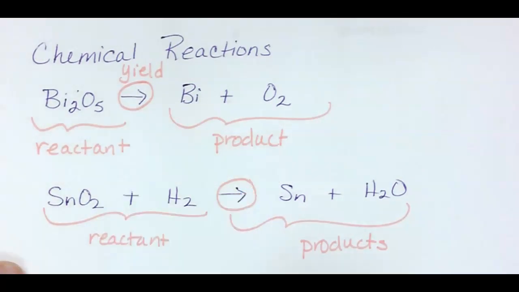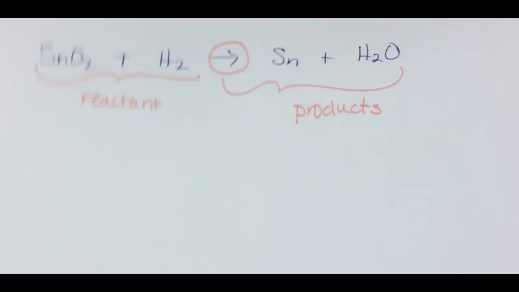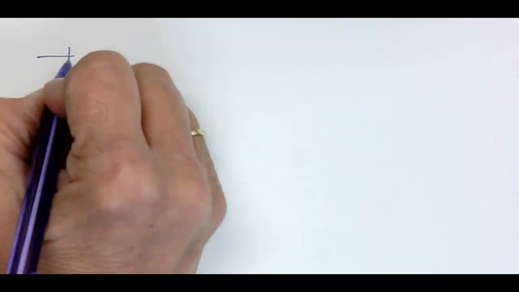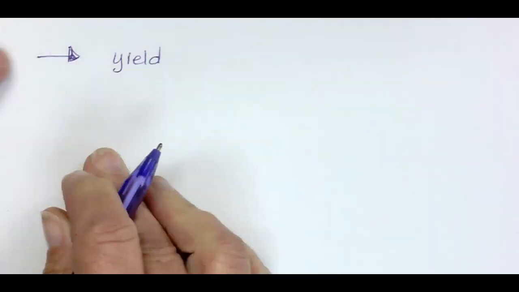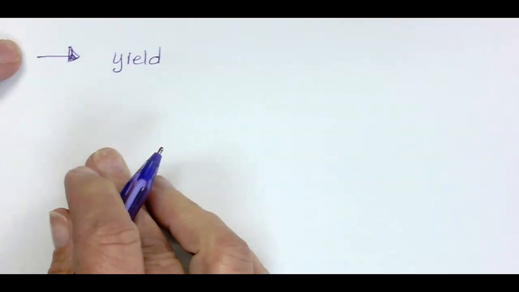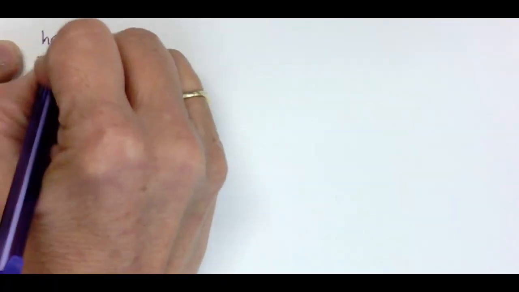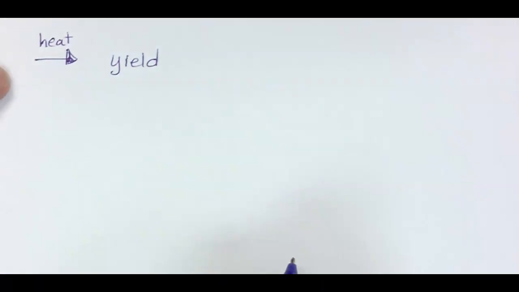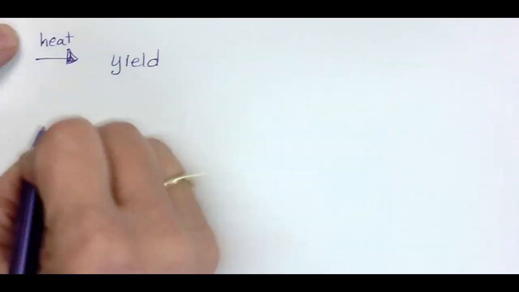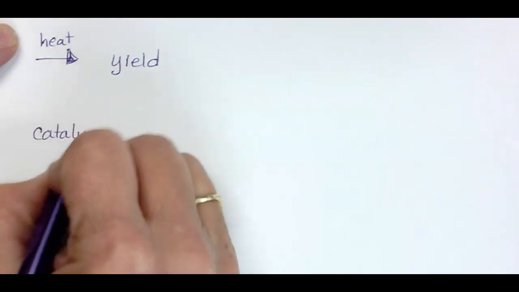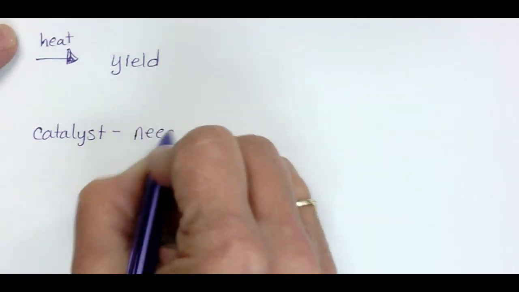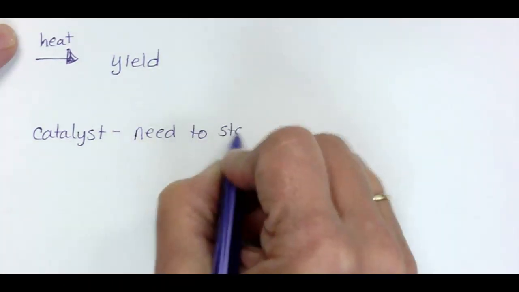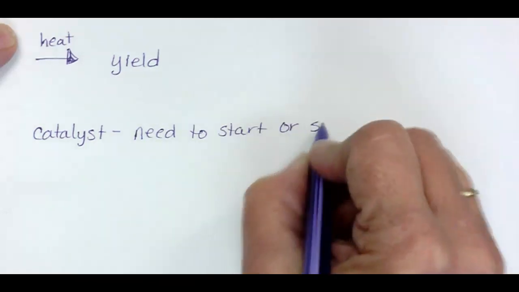Now, I want to talk a little bit about the arrow. Okay, let's just start with that one. So when we look at the arrow, again, that means yields, okay? But sometimes you're going to see things up above that arrow, and you might see something like the word heat. Well, what is above that is what we call a catalyst, which means it is something that is needed to either start or speed up the reaction.